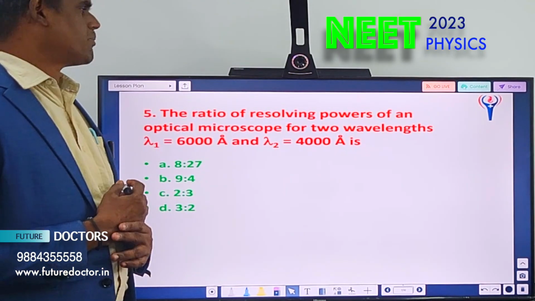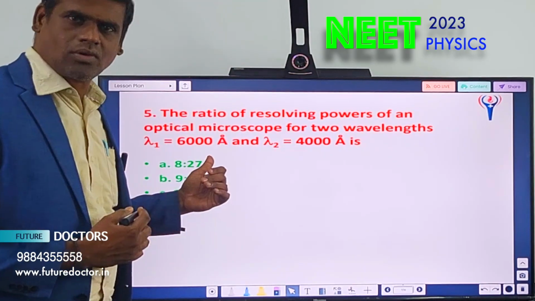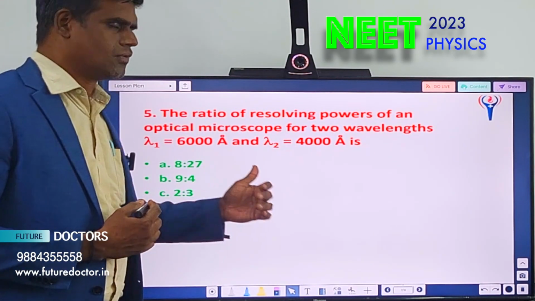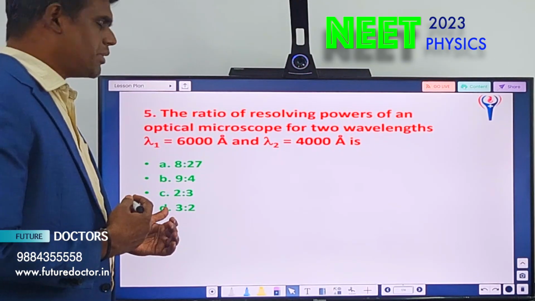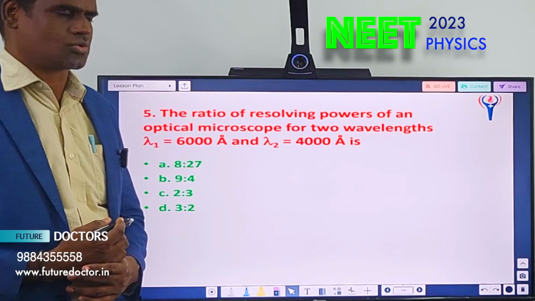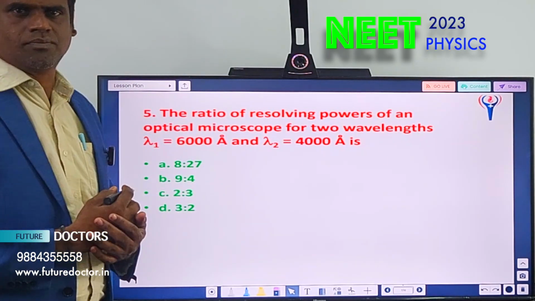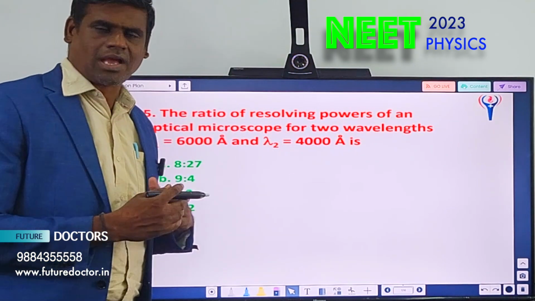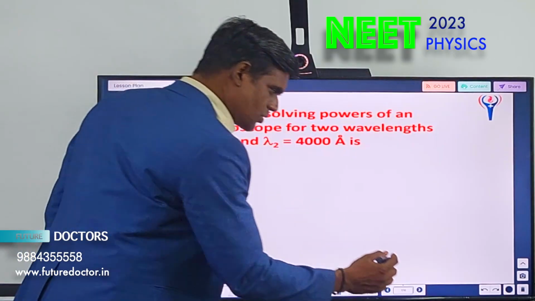The ratio of resolving powers of an optical microscope for two wavelengths, lambda 1 equal to 6000 angstrom, lambda 2 equal to 4000 angstrom is dash. Option A, 8 is to 27. B option, 9 is to 4. C option, 2 is to 3. D option, 3 is to 2. You should know the formula for resolving power of a microscope with respect to wavelength. By having the idea, you are able to find the solution of this question. Let's move to question number 6.